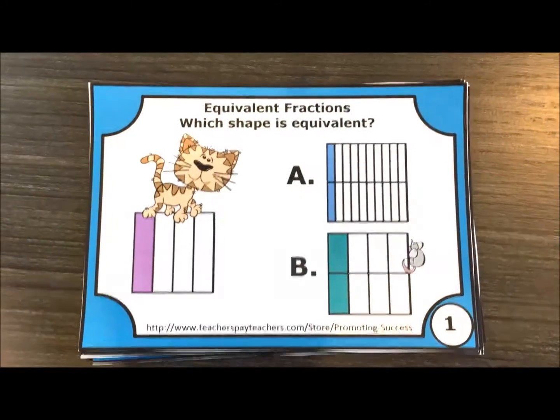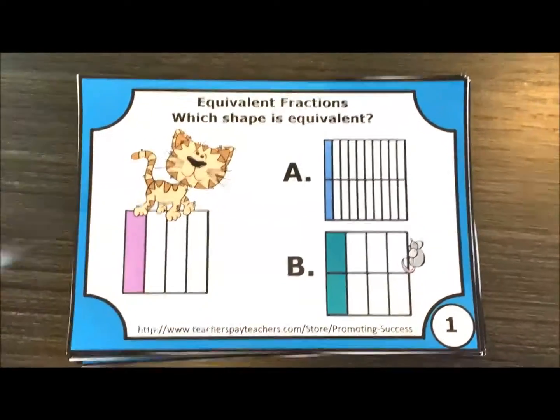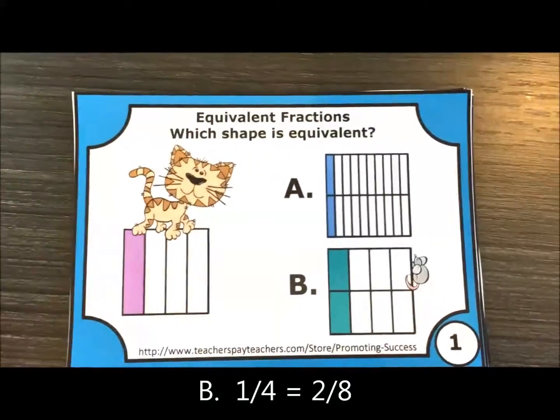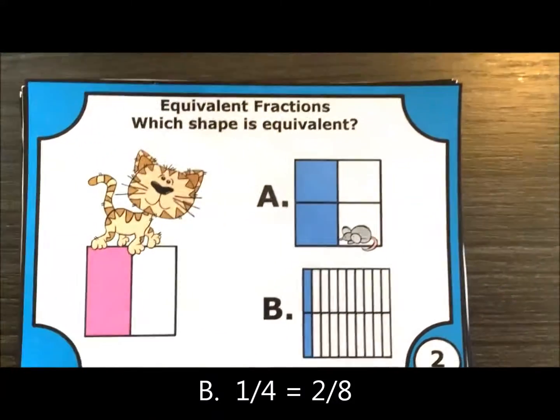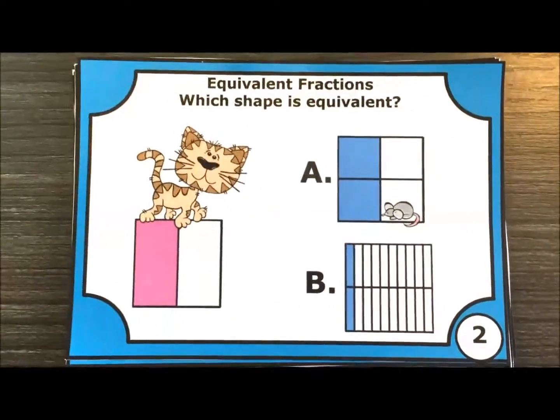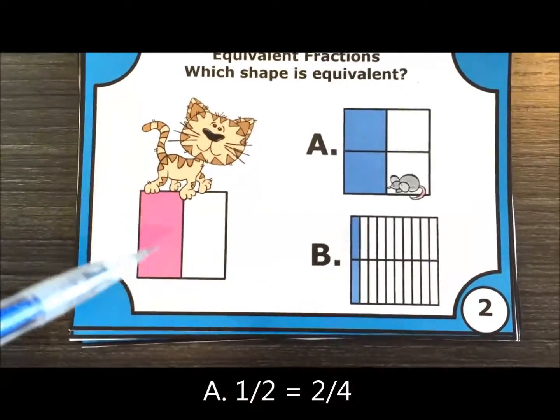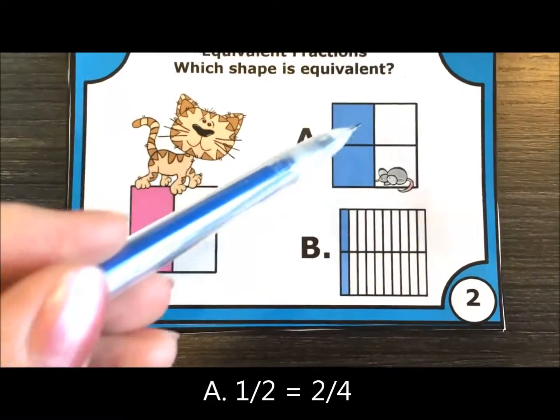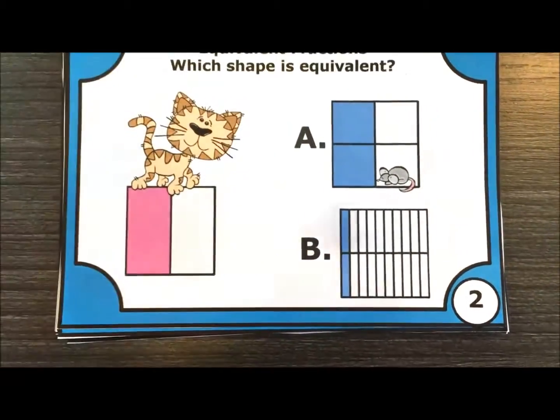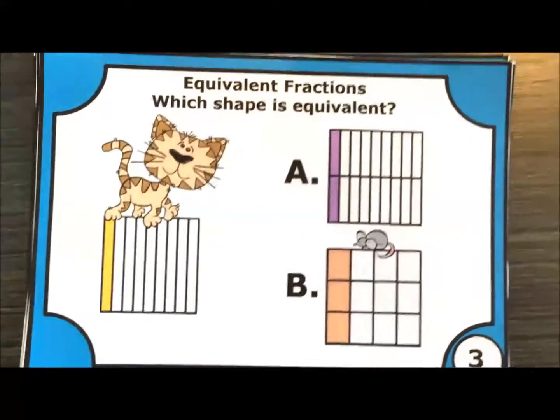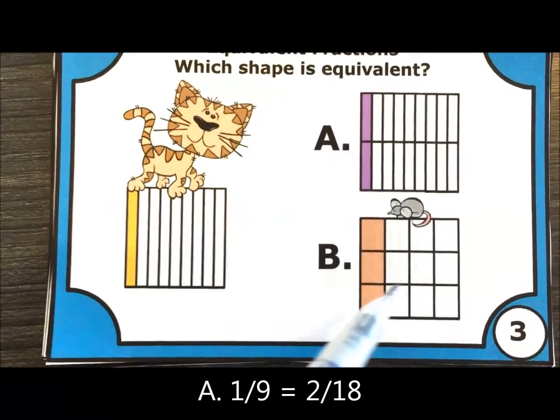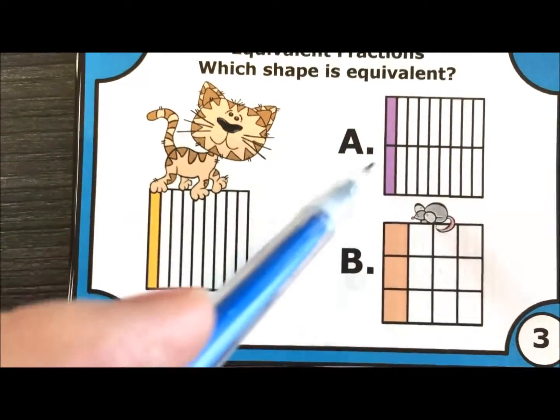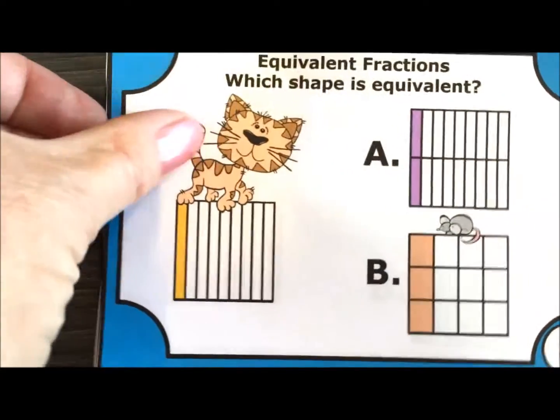Are you ready for the correct answers? Number 1, the correct answer is B. B is the same size. Number 2, which shape is equivalent? A has the same shaded area. Number 3, which shape is equivalent? This one is too big. The correct answer is A.